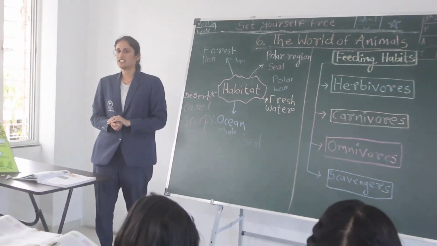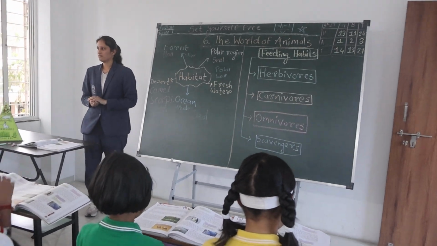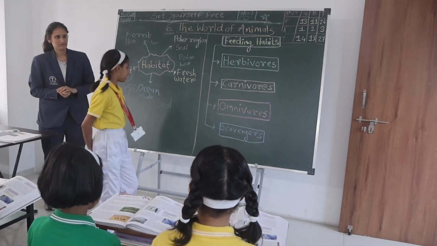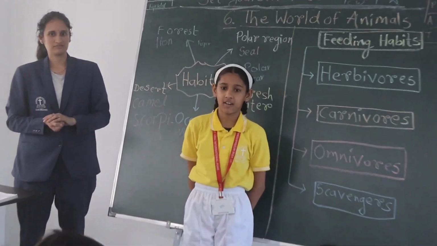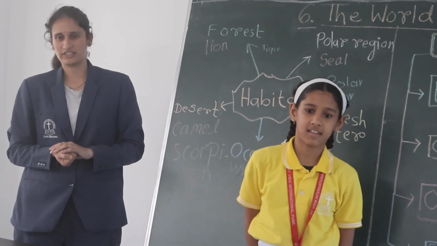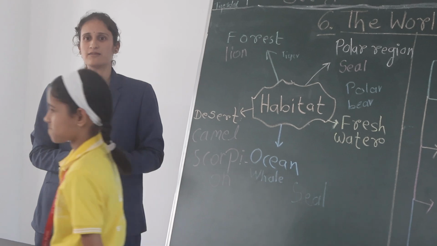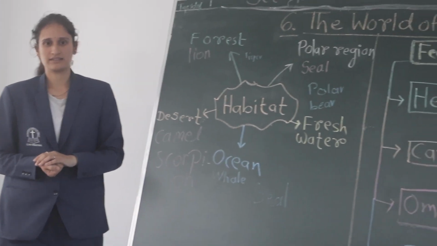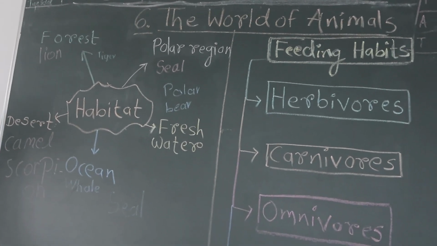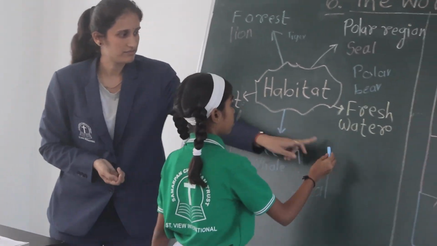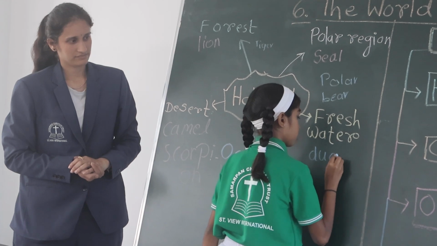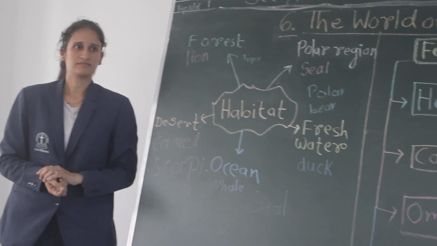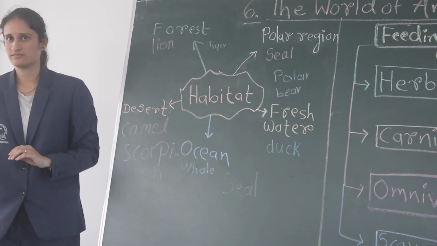So anyone explain the properties of fresh water? Humaira, come. Fresh water is naturally occurring water on the Earth's surface. Okay. Fresh water is a naturally occurring body on the earth's surface. Few examples of fresh water from Sai. Right. Another example. Sufyan.